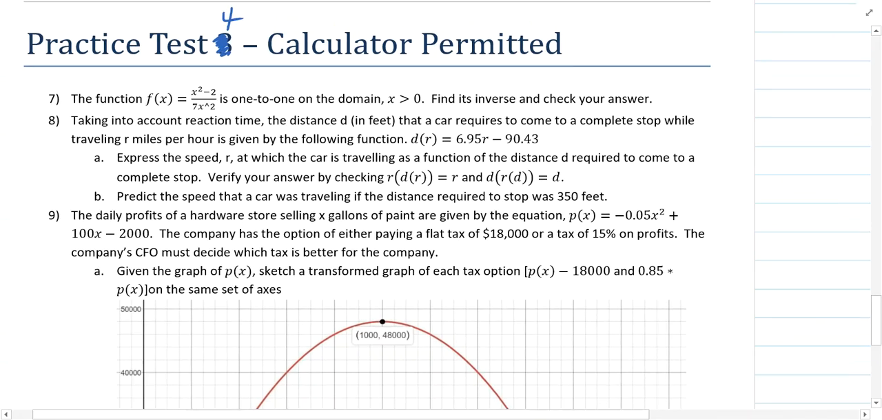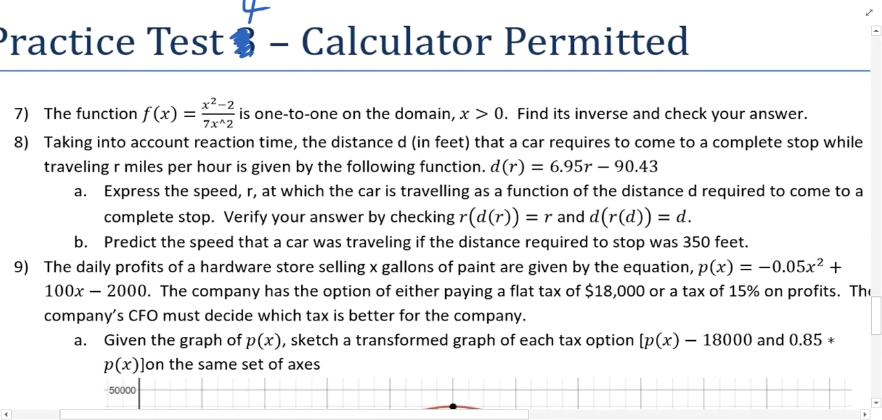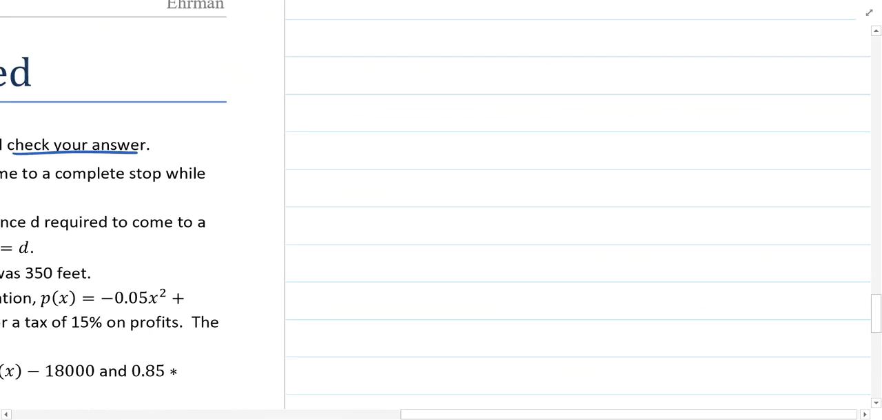Number 7, the function f of x equals x squared minus 2 over 7x squared. This should say 7x squared. This function is 1-to-1 on the domain for x values greater than 0. So if it's 1-to-1, then we can find an inverse, and we will do so here, and we will check our answer, so verify our solution.